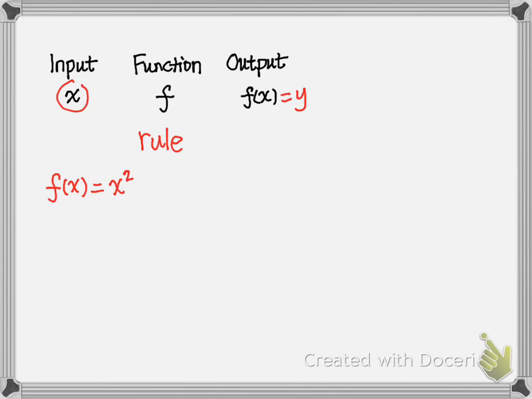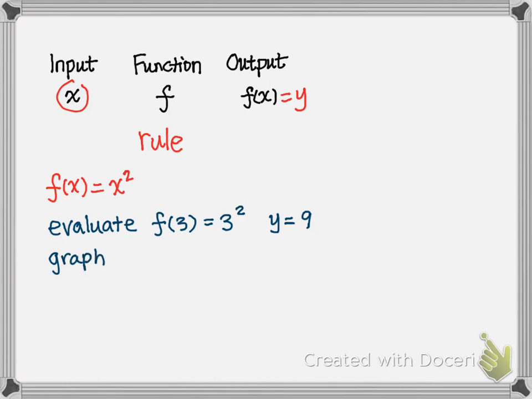For example, if you evaluate f of 3, it's just telling you to do 3 squared. So y will equal 9, or f of 3 will equal 9 in this case. The graph of a function is the set of all points (x, y) that are associated with the function.